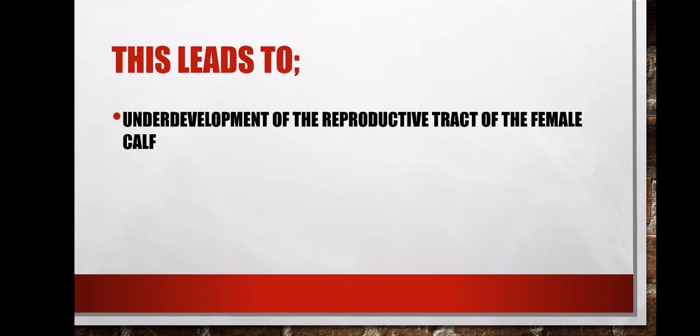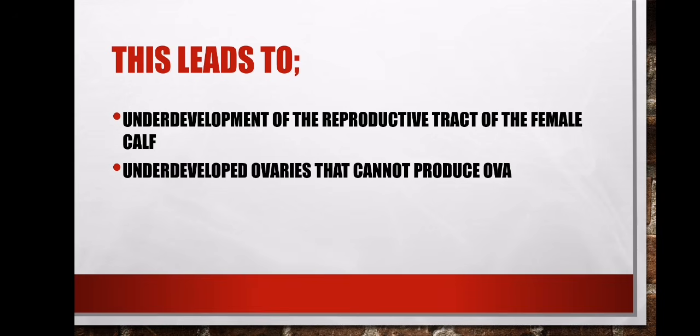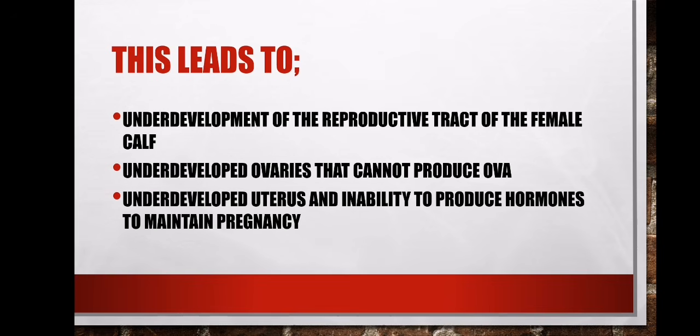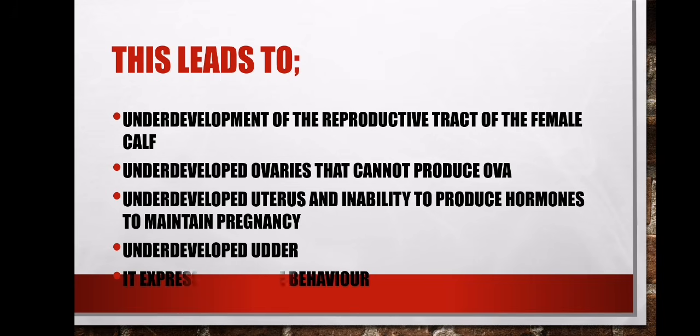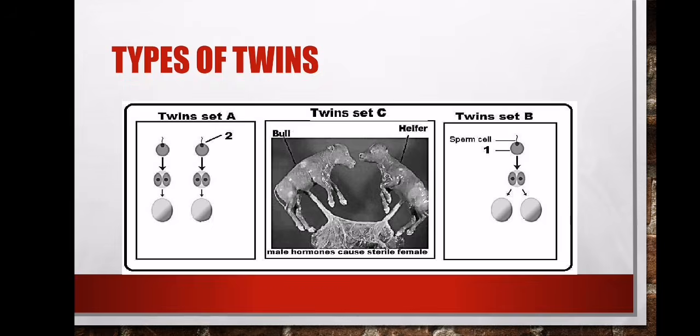What will this lead to? Underdevelopment of the reproductive tract of the female calf, and underdeveloped ovaries that cannot produce ova. So if it cannot produce ova, it means there will be no offspring produced. There will be no ova that will be fertilized by the sperm cell. Underdeveloped uterus and inability to produce hormones that will maintain pregnancy, which is where we talk about progesterone. Underdeveloped udder, so it means there will be less production of milk. It expresses some masculine characteristics. Okay, that's how I want you to understand.